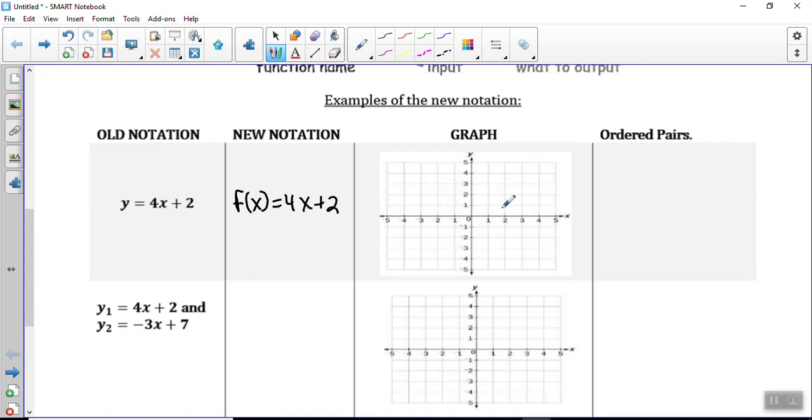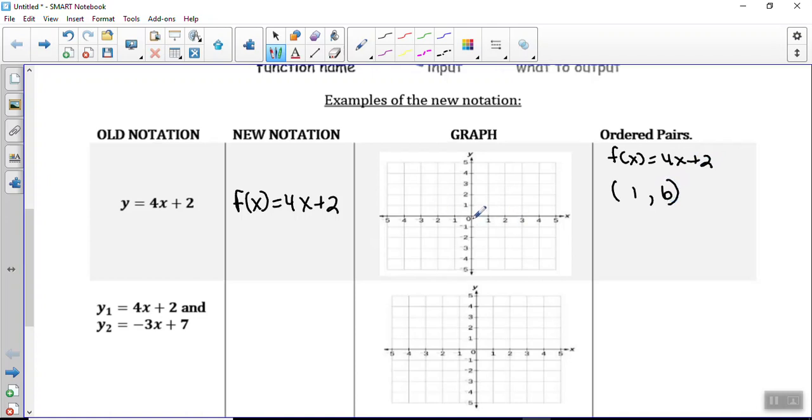We're going to look at a graph of it, but before I do that, let's get some ordered pairs for this function. So for f of x equals 4x plus 2, I'm going to look at some ordered pairs. Let's just pick some x coordinates. Let's pick 1. I'm going to plug in 1 here. So it's going to be 4 times 1 plus 2. So 4 times 1 is 4, plus 2 is 6. Your output, or your y coordinate, will be 6.